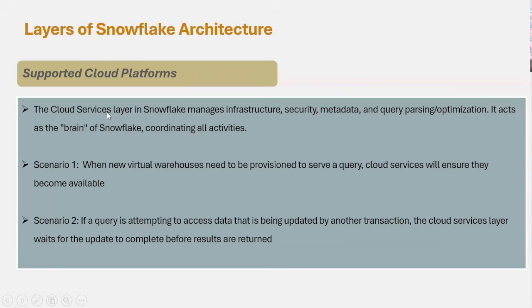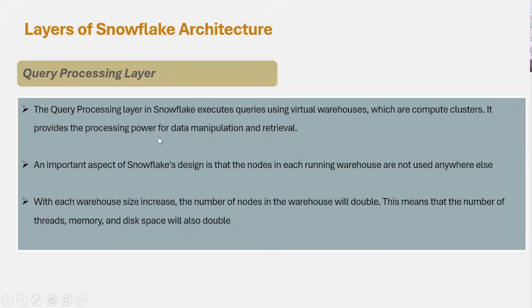So as I said, the layers of Snowflake architecture which are there, I told you about the cloud services layer. Let's say a scenario: whenever new virtual warehouses need to be provisioned, cloud services takes care of it. If there is a query which is attempting to access the data being updated, it makes sure that it's waiting for the update, but you will not see it. It will all happen in the back end. You will not see that lag anywhere in the front end. Whenever you get the data, it will show you the latest data set. It will not happen that in the backend some data is there and you are seeing some other data.